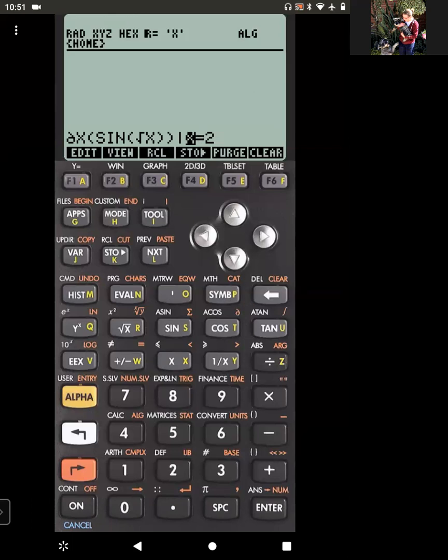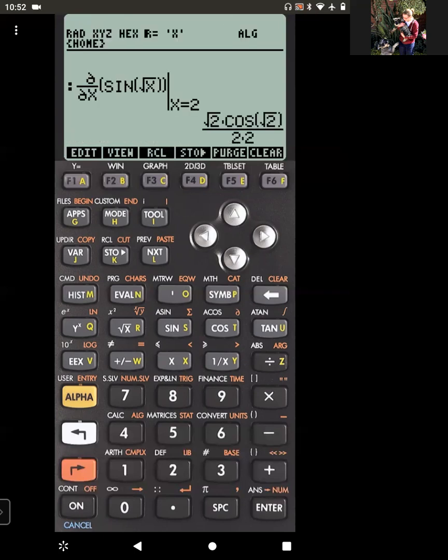it's telling me that I did something wrong. Oh, right. Sorry, forgot this step. I do need parentheses around that part. So left shift parentheses, I put in again x equals 2. Try that. If we hit enter, it gives me the exact expression for that derivative evaluated at x equals 2.